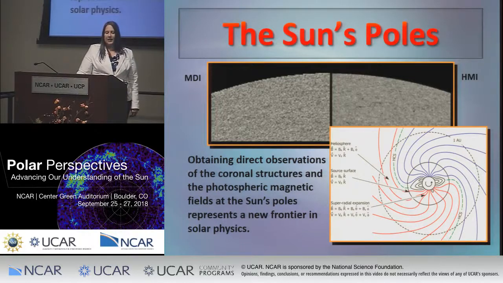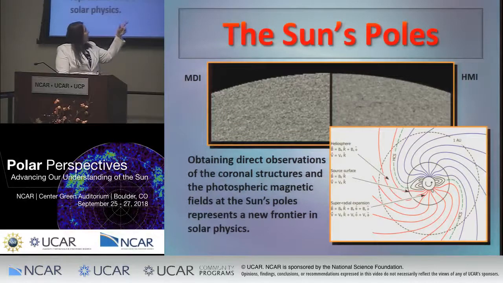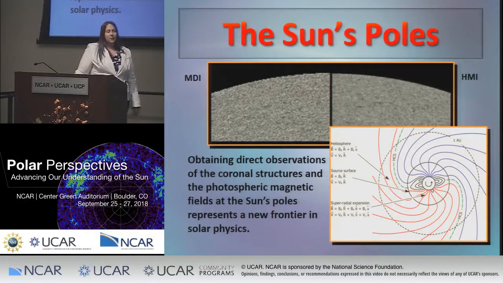So if we look at the MDI and the HMI observations seen here, HMI on your right and MDI on your left, we see that they're very, very noisy. And so direct magnetic observations will allow us to clearly see these high latitude magnetic fields really for the first time. And this is really important because these are the seeds to the solar cycle. And so I'm very excited to be at the forefront of this new frontier in solar physics.